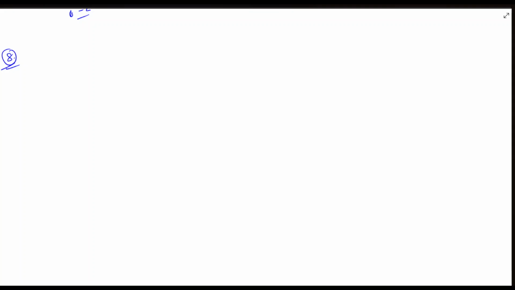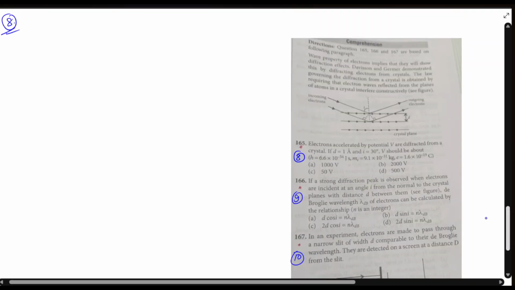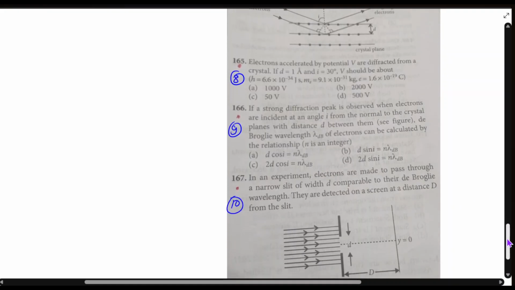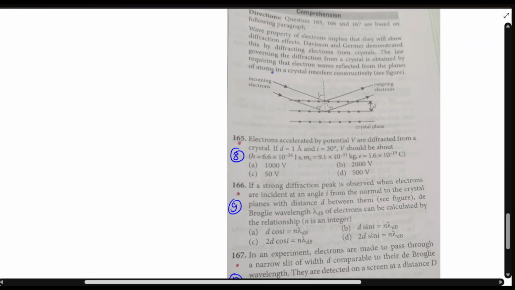Question number 8. So we have three questions here. So this is our eighth, ninth, and 10th, right? Okay, right. So this question is based on Davisson and Germer experiment, right?